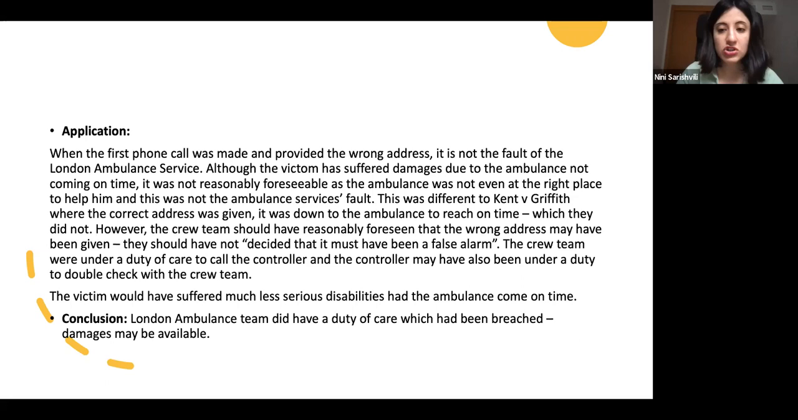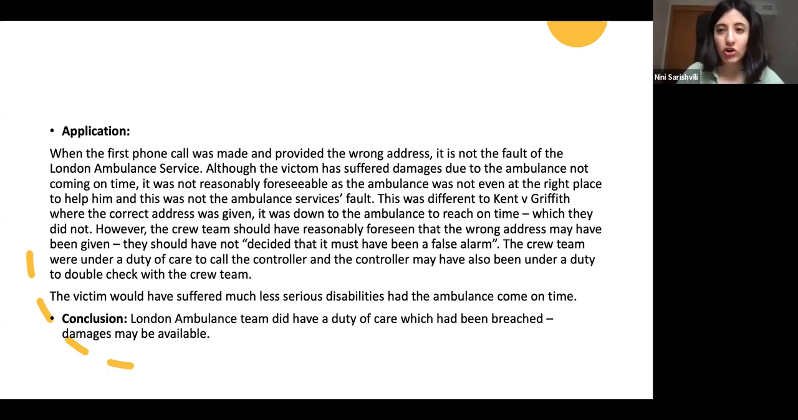So we could argue that the crew team was under a duty to call the controller and double check. So this could be argued to be a breach of duty of care, and this could be a reason why the chain of causation may not be broken. Not because the wrong address was given, but because they didn't double check. The victim would have suffered much less serious disabilities had the ambulance come on time. So the Bradford test should be satisfied.